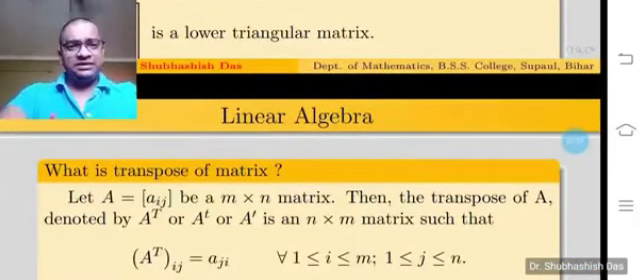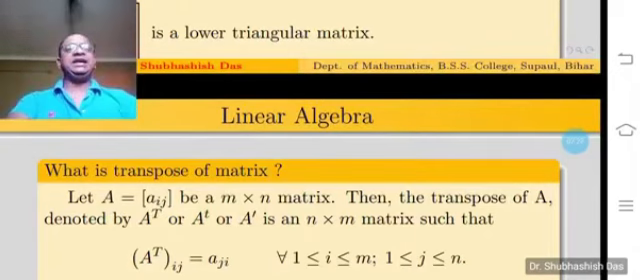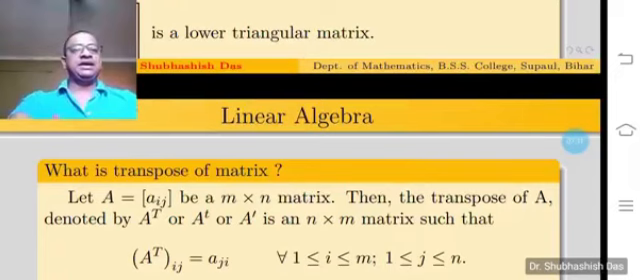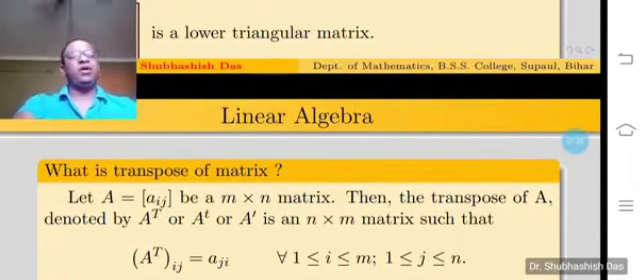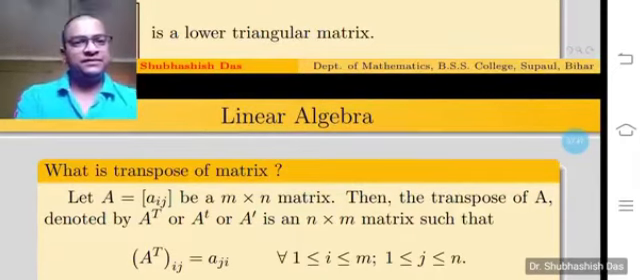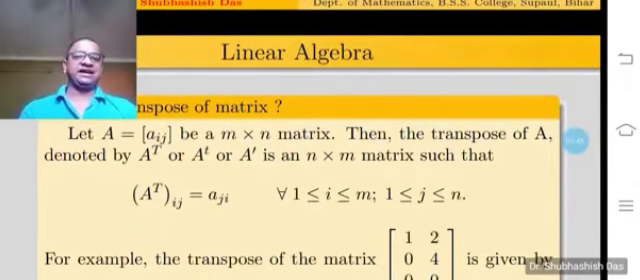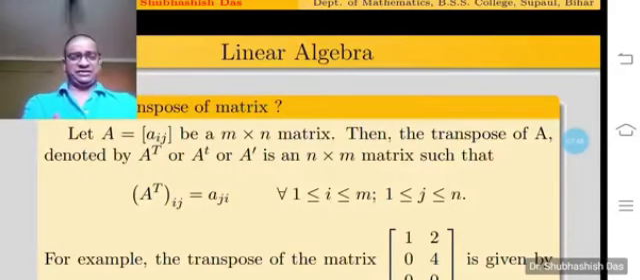What is the transpose of a matrix? Suppose A is an m by n matrix, then its transpose is denoted by A^T or A dash, and is an n by m matrix such that (A^T)ij is equal to Aji for all 1 ≤ i ≤ m, 1 ≤ j ≤ n.